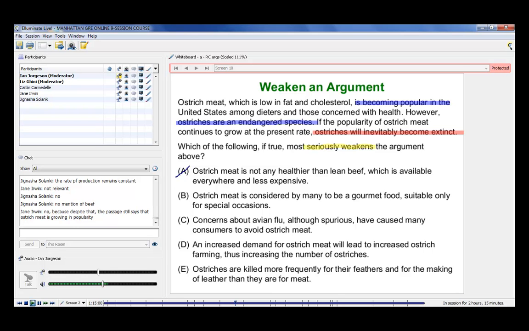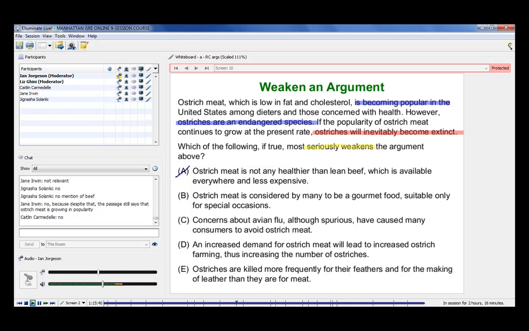Okay, how about ostrich meat is considered by many to be a gourmet food, suitable only for special occasions? All right, I saw typing and then everybody gave up. We're never going to get through this lesson if you guys don't answer these questions.